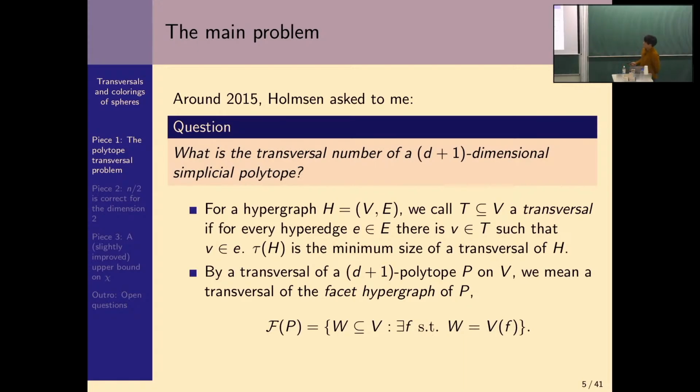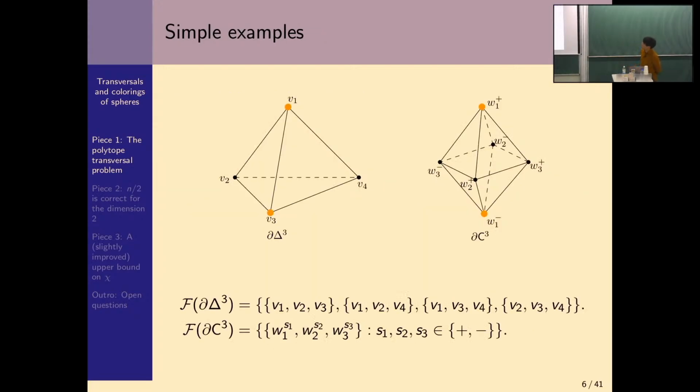For a polytope, when we consider the transversal, we consider the so-called facet hypergraph of P. This is just a collection of vertex subsets coming from the facets, that is, the vertex set of each of the facets of a given polytope P. Maybe you can understand it much better by seeing these simple examples.